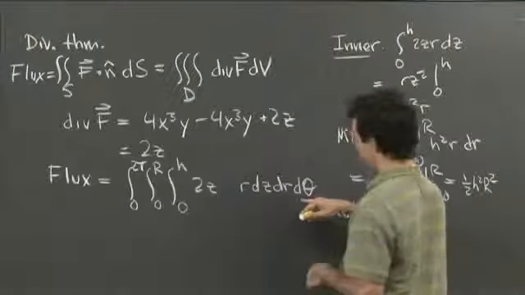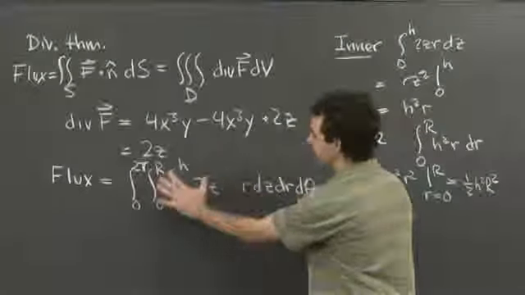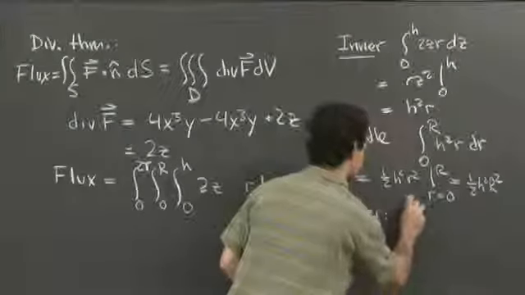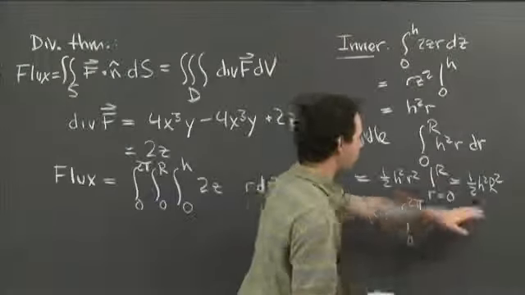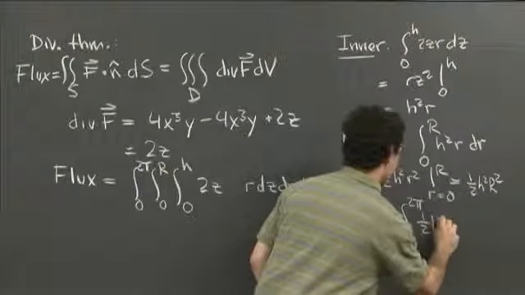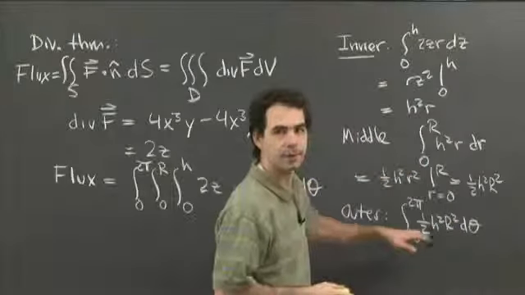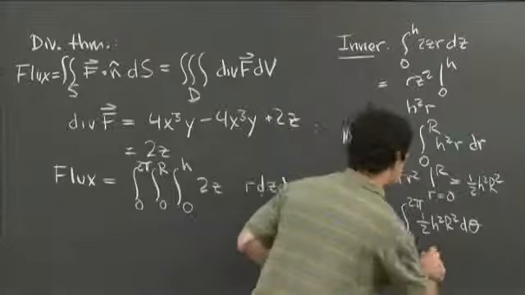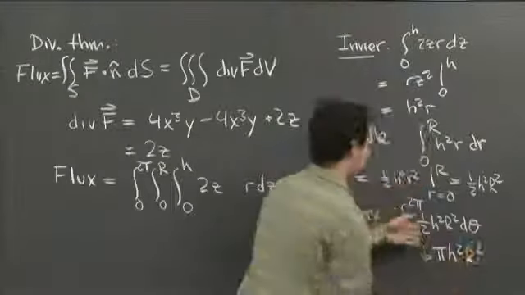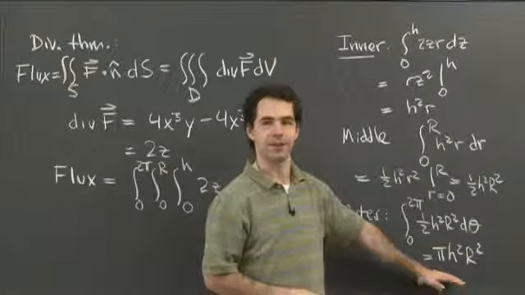So the outer one now. Let's go back and look. We're doing d theta as theta goes from 0 to 2 pi of whatever the middle integral was. So this is the integral from 0 to 2 pi of 1/2 h squared big R squared d theta, and this is all just constant with respect to theta. So that's going to be just pi h squared R squared, you're just multiplying by 2 pi. All right, so pi h squared R squared. So this is our final answer.